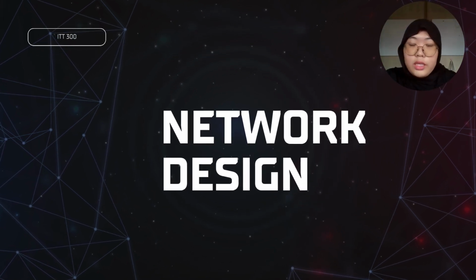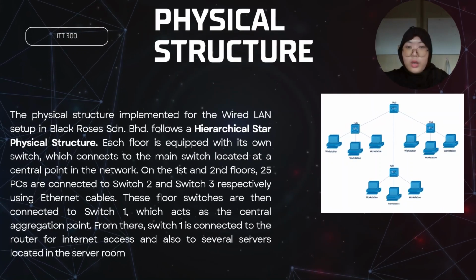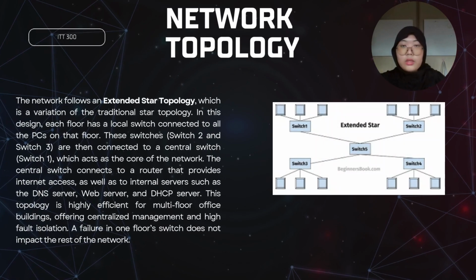Okay, I will continue with the network design. I will start with the physical structure. The physical structure implemented for the wired LAN setup in Black Rose Sendirian Berhad follows a hierarchical star physical structure. Each floor is equipped with its own switch, which connects to the main switch located at the center point of the network. On the first and second floor, 25 PCs are connected to switch 2 and switch 3, respectively, using Ethernet cable. These floor switches are then connected to switch 1, which acts as the central aggregation point. From there, switch 1 is connected to the router for internet access and also to the several servers located in the server room.